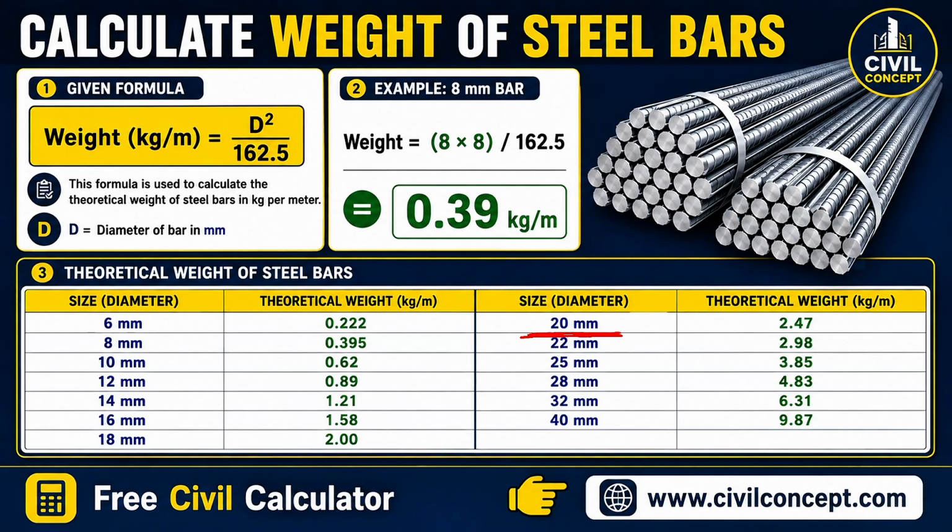20 mm bar is 2.47 kg per meter. 25 mm bar is 3.85 kg per meter. 32 mm bar is 6.31 kg per meter and 40 mm bar is 9.87 kg per meter.